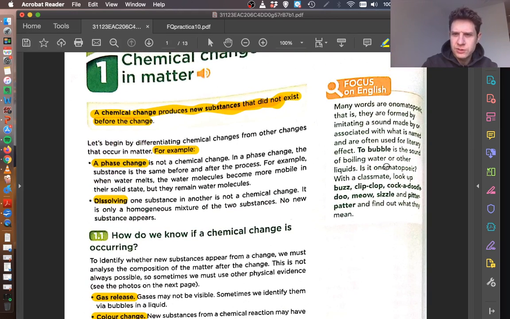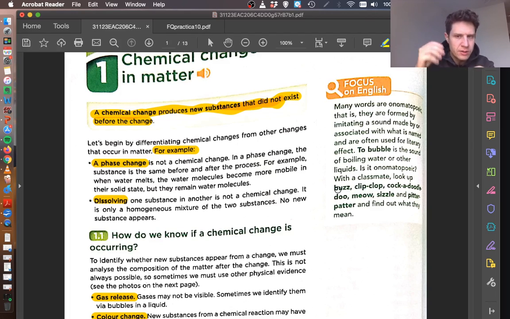And I'm going to focus on these words here. Many words are onomatopoeic, that is, they are formed by imitating a sound associated with that name. For example, a bubble. To bubble is the sound of boiling water, bub bub bub bub, of other liquids. Is it onomatopoeic? Yes. With a classmate, look up buzz, buzz, buzz.